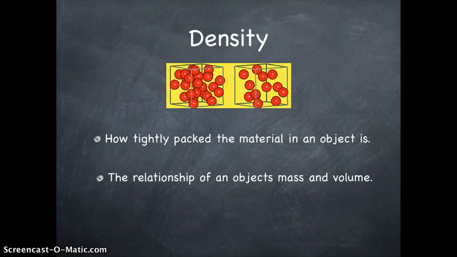Now take a look at the two cubes. The cubes take up the same amount of space. That is to say, they have the same volume, but the box on the left has more stuff in it. Notice that because there is more in the box on the left, the red balls are closer together. This means the box on the left has a higher density. Another way to think about density is that density is just a relationship between an object's mass and its volume.